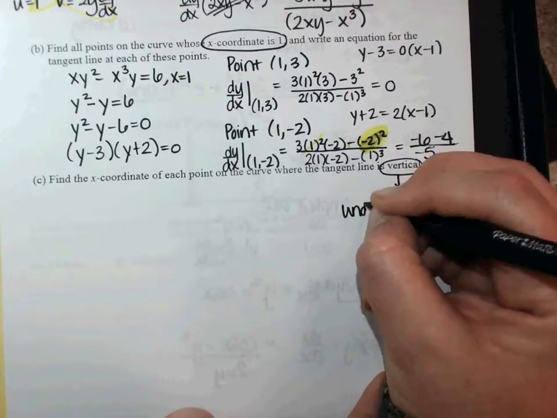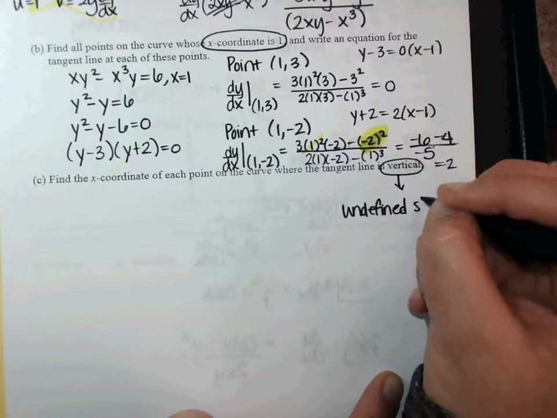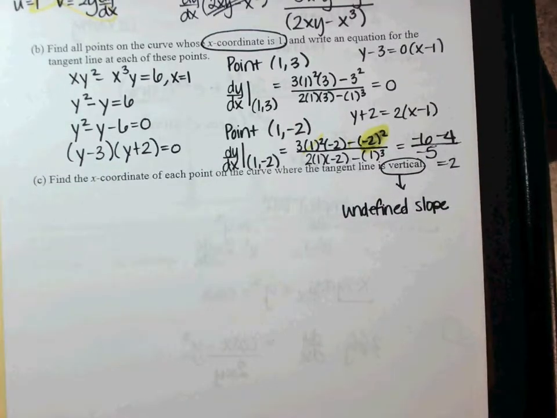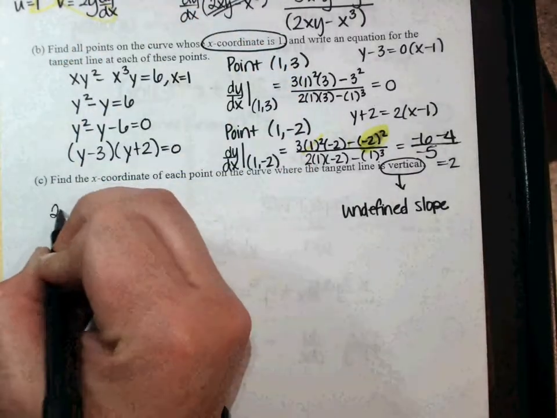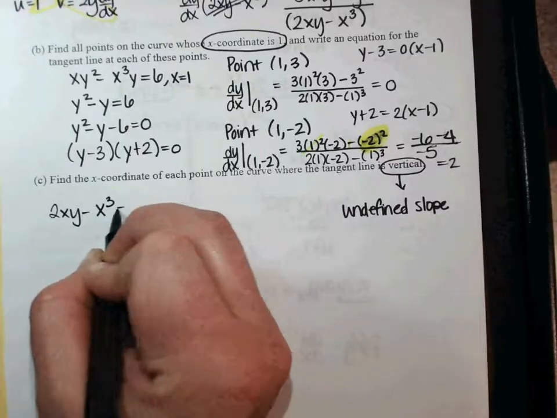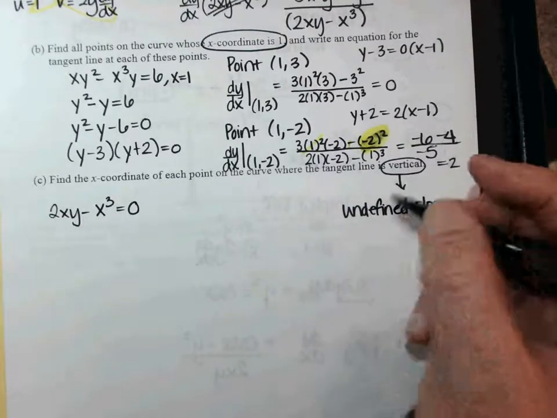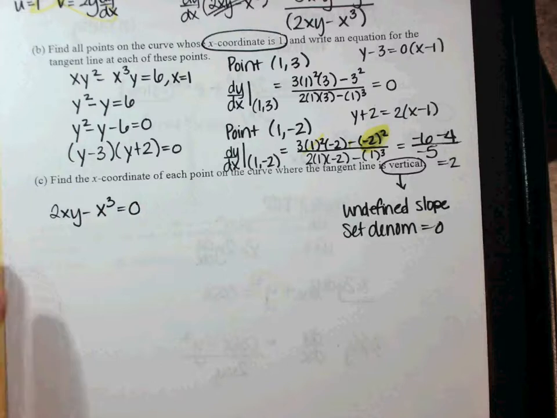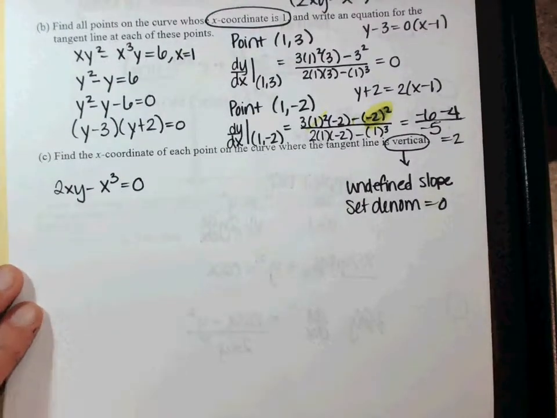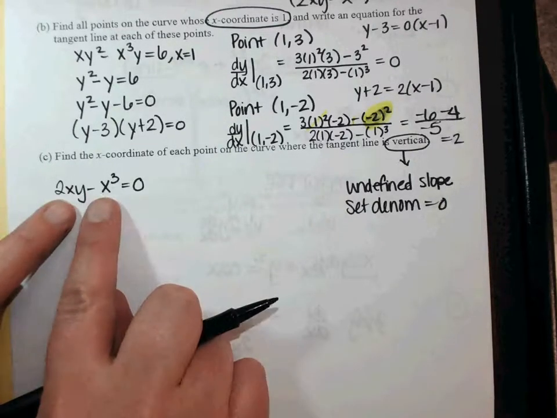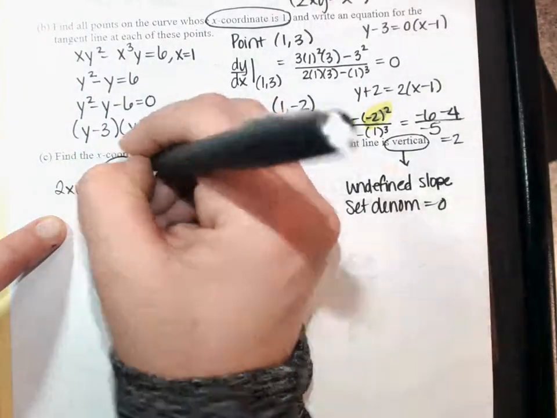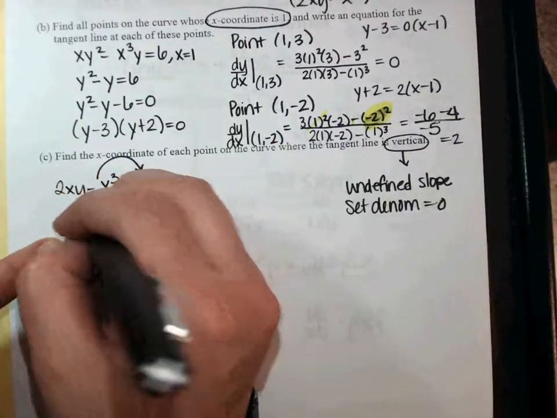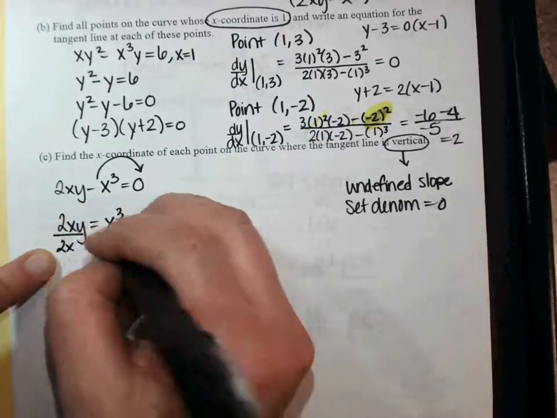Vertical is an undefined slope. And if you want your slope to be undefined, that means the denominator needs to be equal to 0. So I'm going to set my 2xy minus x cubed equal to 0. So if you want a vertical, you're setting the denominator equal to 0. Now we're going to have to do a substitution here. Which letter will it be easier to get by itself? Y, because there's only one y versus having two separate ones. So I'm going to add my negative x cubed across. So 2xy is now x cubed, then I'm going to divide by 2x.